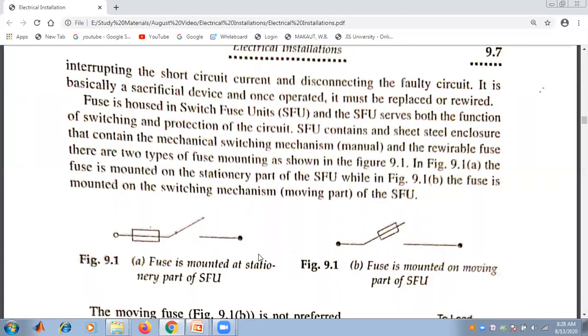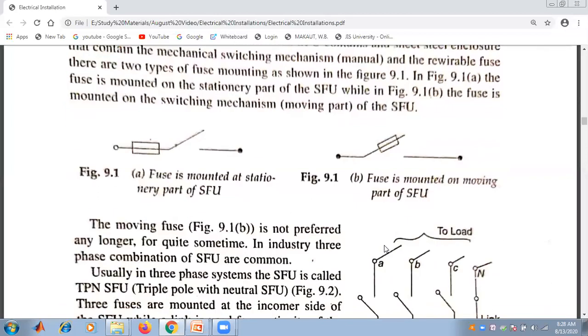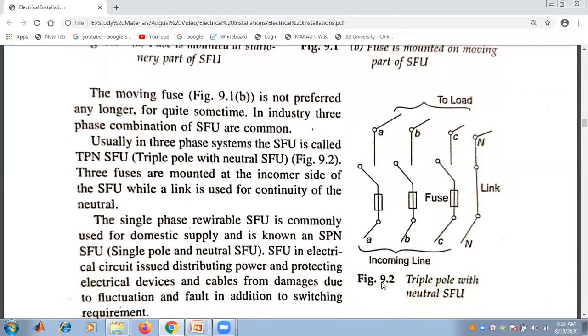One, the fuse is mounted at the stationary part of the SFU. It is clearly seen in this figure. And another, the fuse that is mounted on the moving part of the SFU. The moving part SFU that we have already seen is not preferred any longer. In industry, we generally use the three-phase combination of SFU, that is triple pole with neutral SFU.